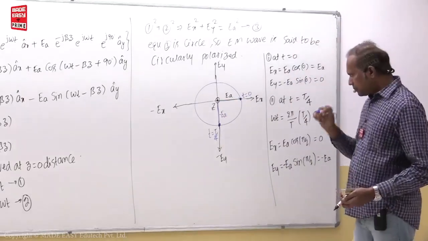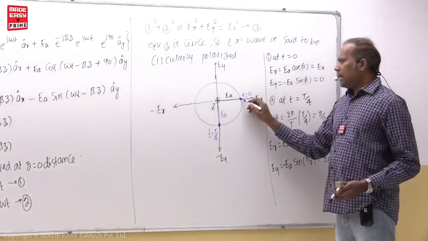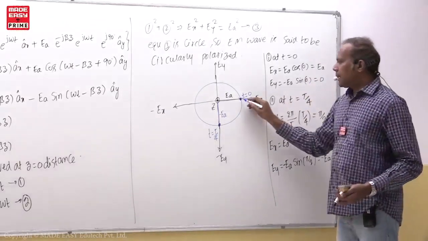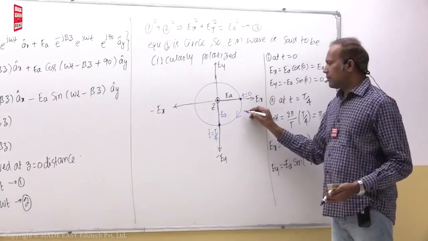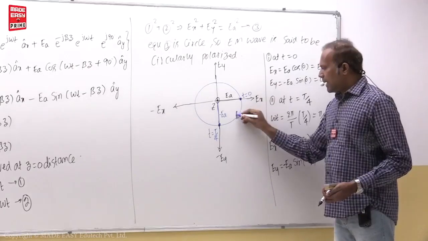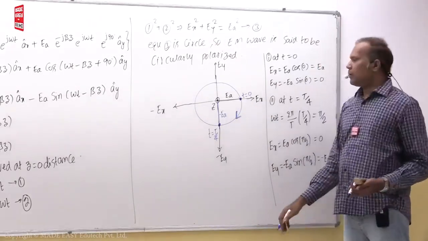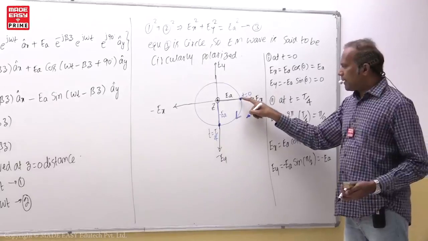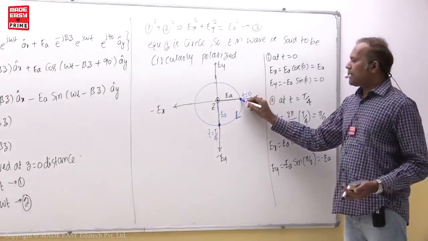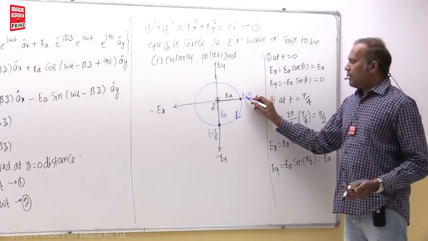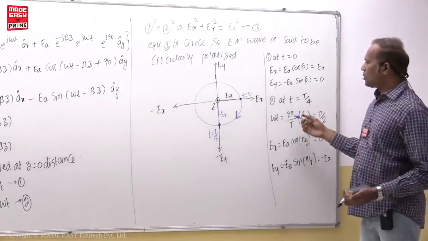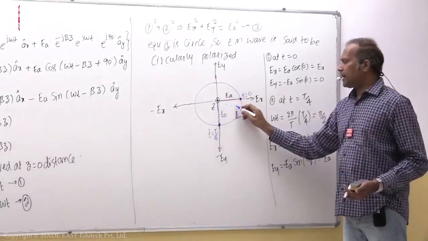That means at time t0, the electric field tip was here. As the time is increased, the tip is moving like this. The tip is moving in this direction. The arrow mark is given, no? That is more than enough. So if time increases, the electric field tip is moving in this direction. At time 0, the tip was here. Then time increased to T by 4, the tip came here. For example, if you substitute T by 8, it will be coming somewhere here like this.